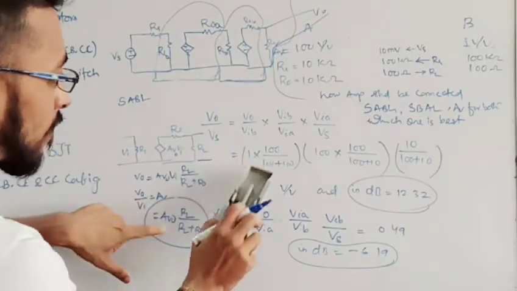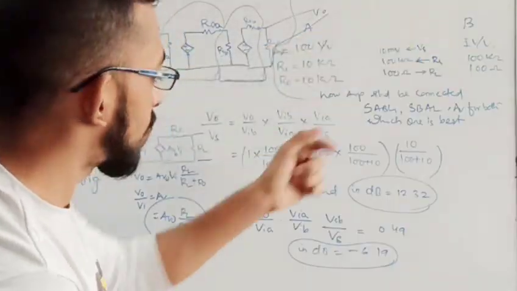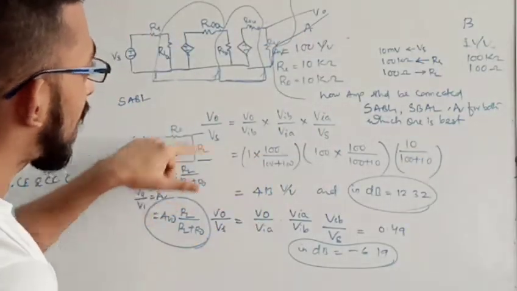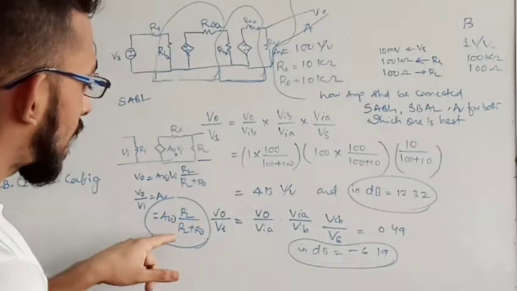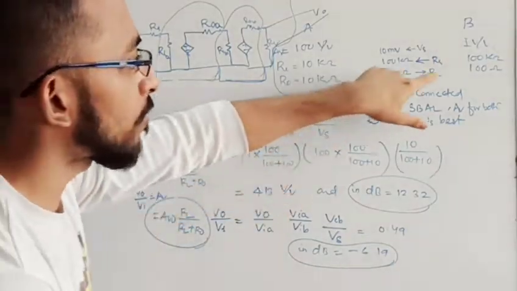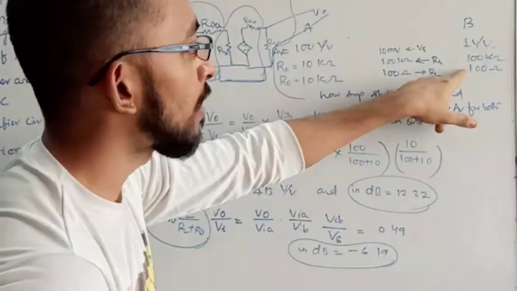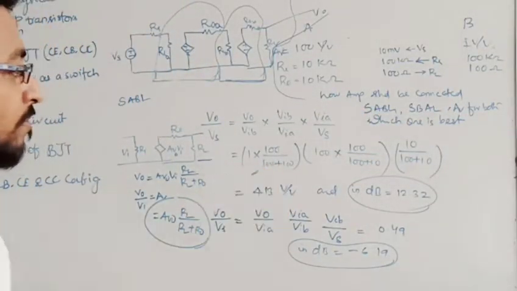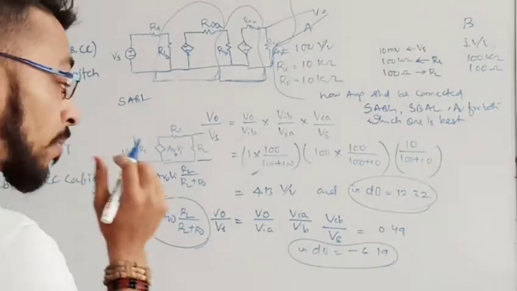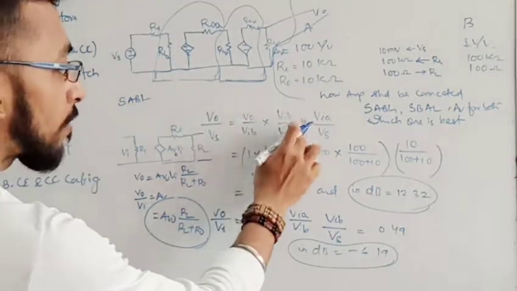This is the gain AV0. You can see this AV0 is 1 volt per volt. Then RL, load value is given 100 ohm. Here it is 100. RL plus R0, 100 plus R0 for B. This R0 for B is nothing but 100 ohm. So this is 100 upon 100 plus 100. This is the value.